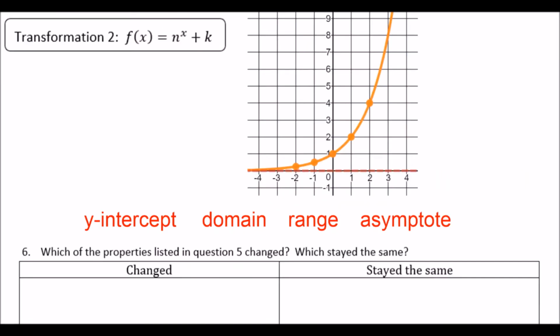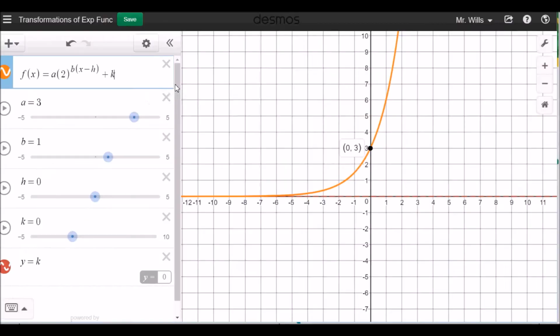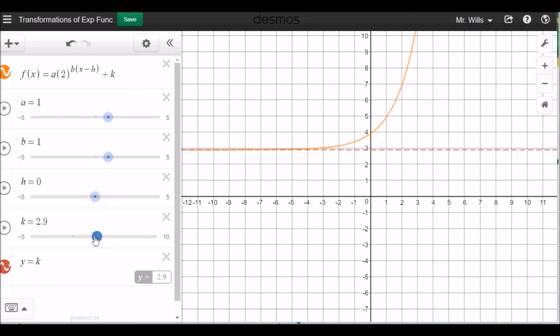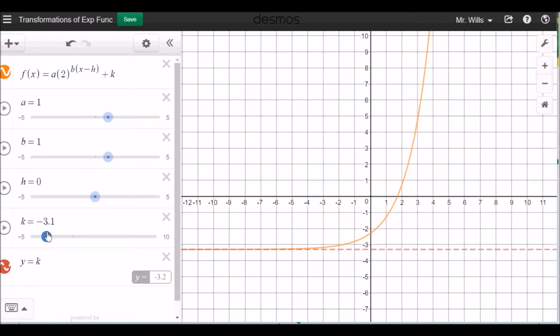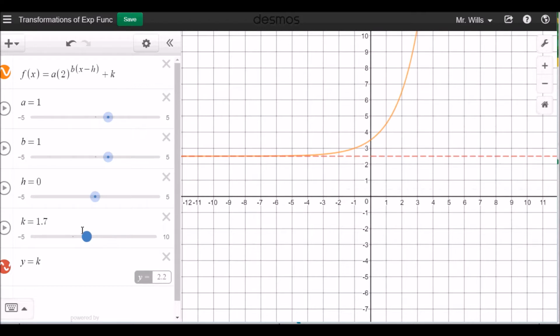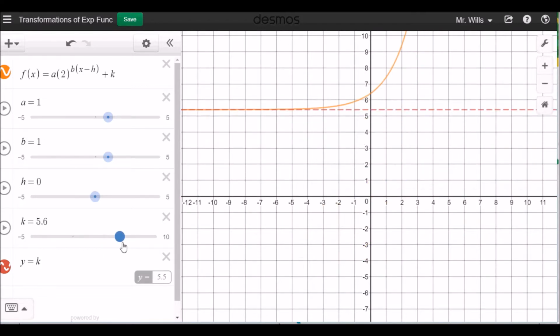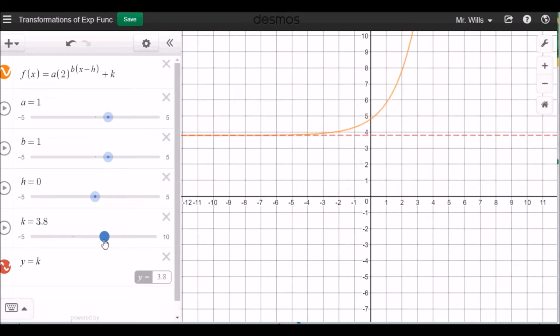Continuing on. Transformations of the k value. So here we go. We're going to go back to our Desmos, and we're going to set a back to 1, and we're going to see what k affects. So here is k. We can see we shift it up, and we shift it down again. It does that vertical transformation. And you can also see here it is affecting the asymptote. So there, if I set k equals to 4, we can see there's an asymptote here at y equals 4, and the function does not touch it.